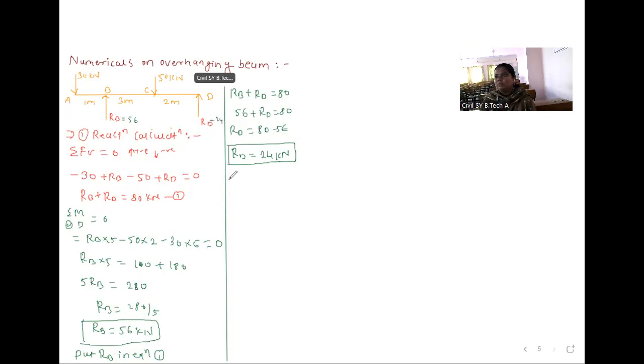Now we will move towards the second step, that is shear force calculations. We will start from this A point. Shear force at A, this going downward, so minus 30 kilonewton. Now we will move towards this B point. Up to B, force is minus 30. But at B point, upward force will be there, so plus 56. You calculate and tell me shear force at B, which is plus 26 kilonewton.